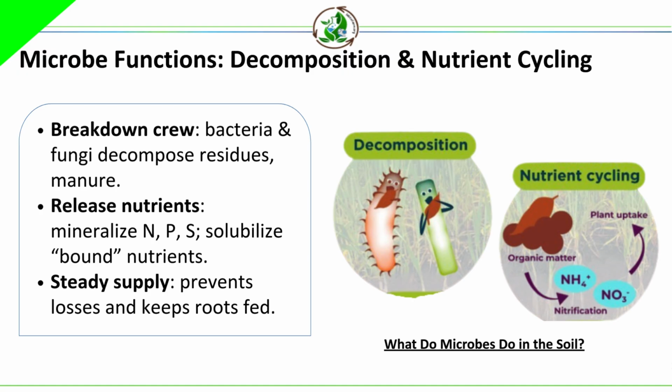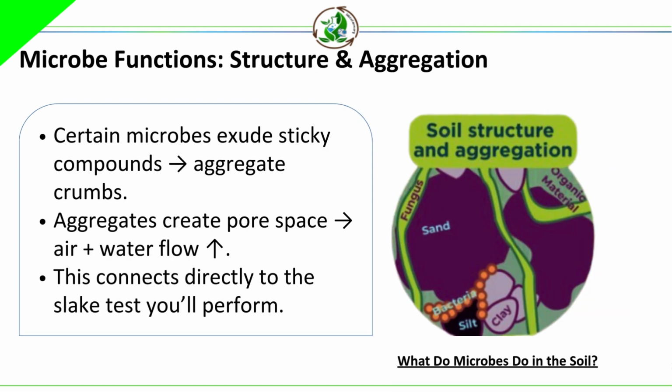We'll see the difference. Without microbes, nutrients remain locked in debris, and crops suffer. A helpful image is bacteria chewing and fungi digesting organic matter. The take-home message is this: microbes ensure roots have a steady buffet of nutrients, keeping plants strong and reducing fertilizer losses.